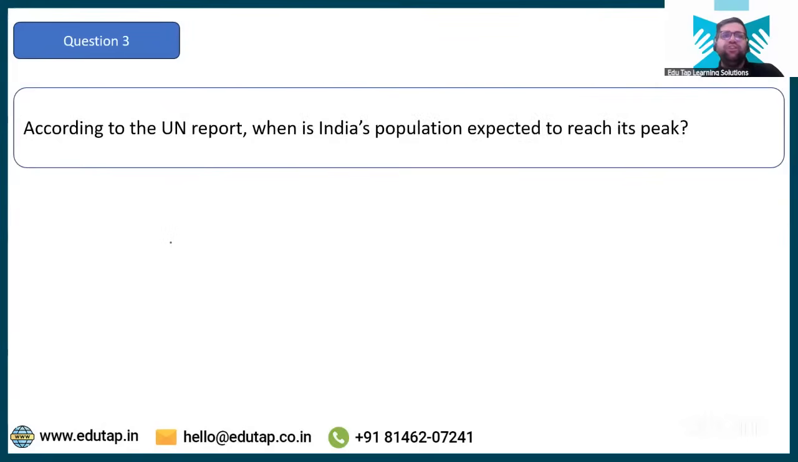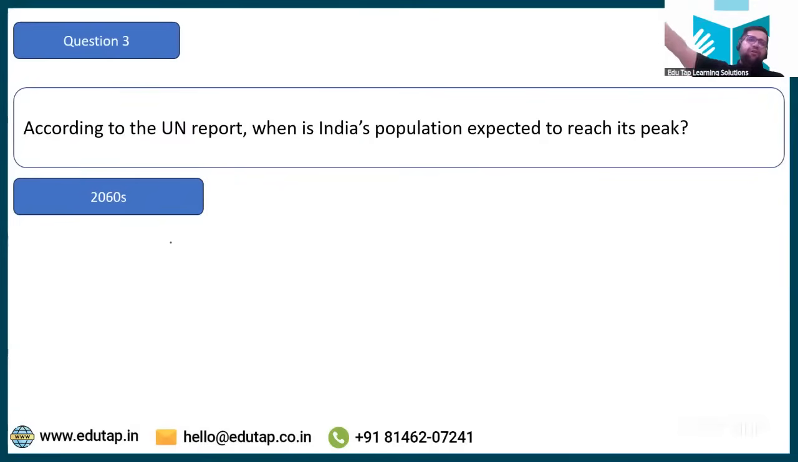Right? Question number 3. According to UN report, when India's population is expected to reach its peak. So as per the UN report, India's population is expected to reach its peak in the decades of 2060s. This was a report which was released, and that particular report said that around 2060s, India's population will peak. So this was also a kind of a binary question. Data was directly given to you, so you could have marked easily, right?